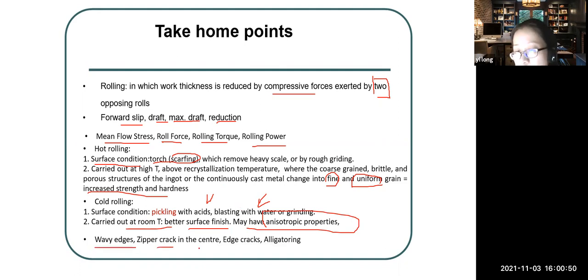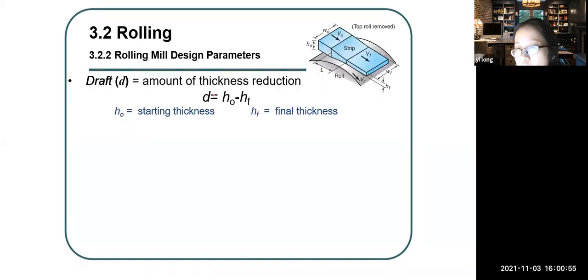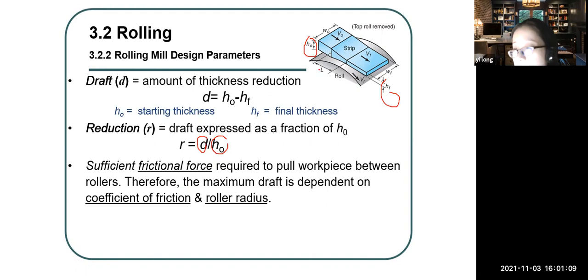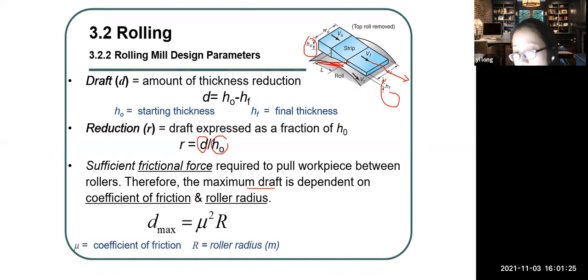Then we have these 4 different definitions for rolling. Draft is defined as this minus this, and the reduction is defined as D over H naught. Also we have an important concept here, because you can see why this whole thing can move forward: you give a very large friction force in between, right? So you need sufficient friction force to pull the workpiece between the rollers. The maximum draft depends on this coefficient and the roller radius.